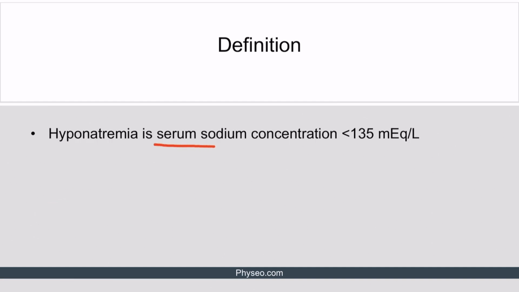Let's begin. Here are the topics we're going to discuss in this lecture. Let's start with hyponatremia. We'll discuss definition, causes, clinical features, diagnosis, and management of hyponatremia. Hyponatremia is serum sodium concentration of less than 135 milliequivalents per liter.